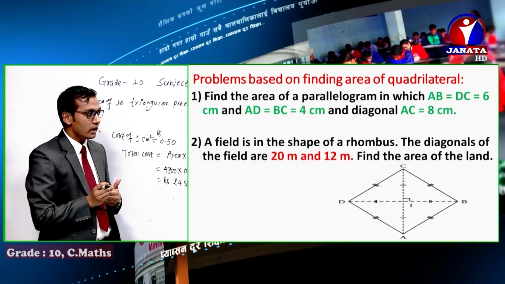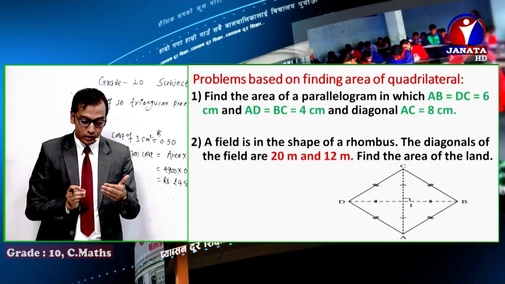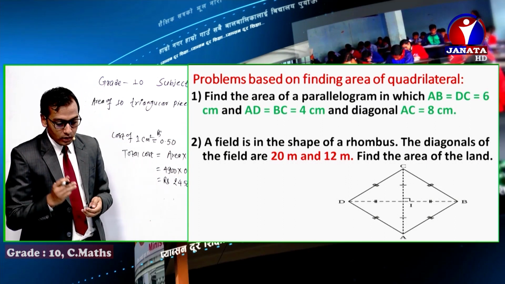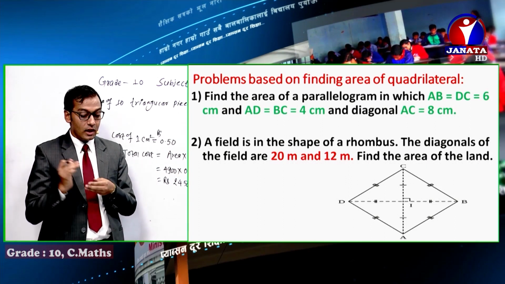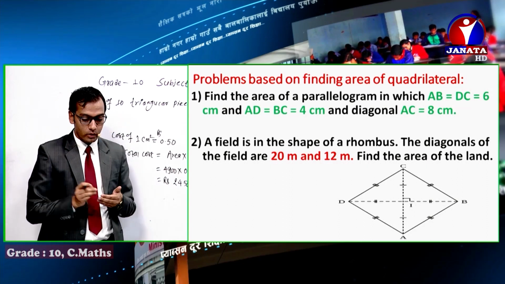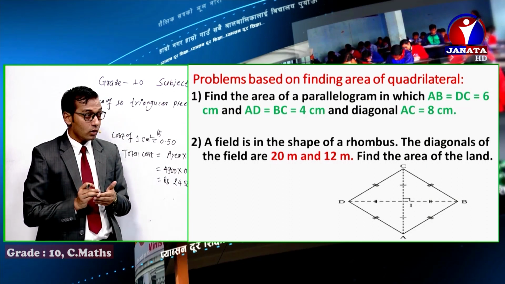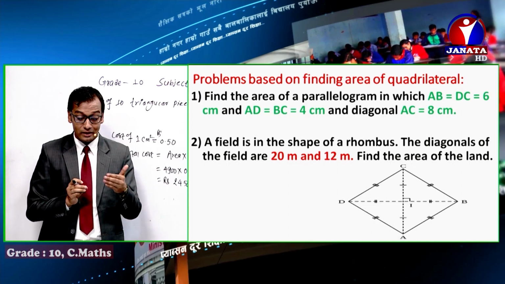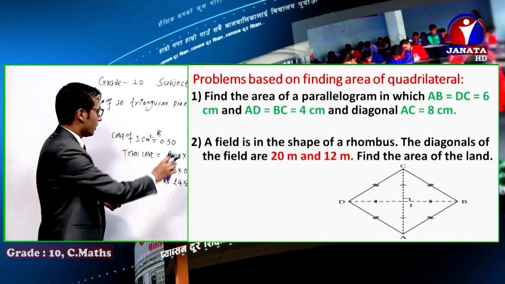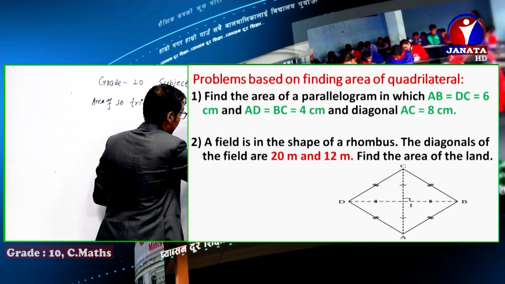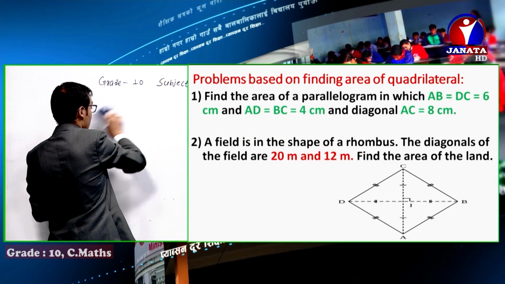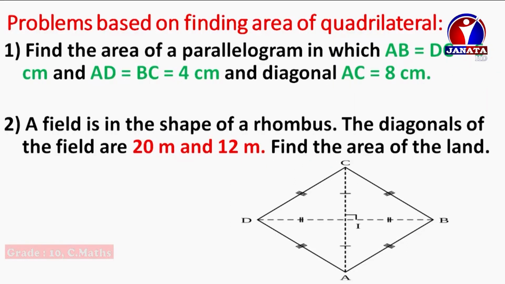So the first question I am taking here is, find the area of a parallelogram in which AB and DC are equal, and this is equal to 6 centimeter. AD and BC are equal to 4 centimeter, and diagonal AC is 8 centimeter. So let's draw a parallelogram, and then we will discuss how to find the area of this parallelogram. Let me draw a figure here. So what are the features of a parallelogram?